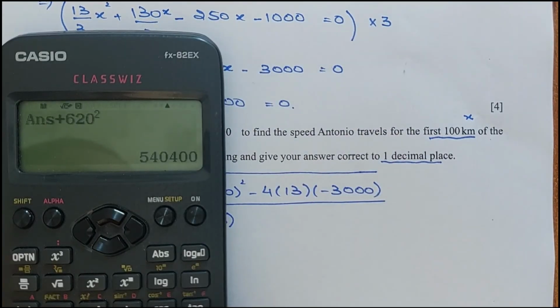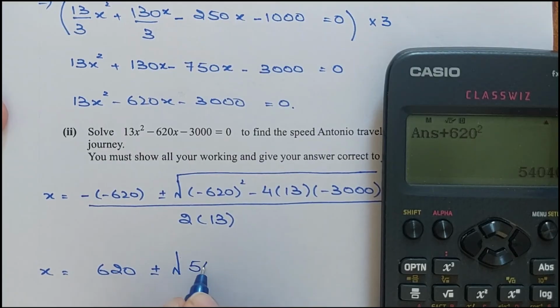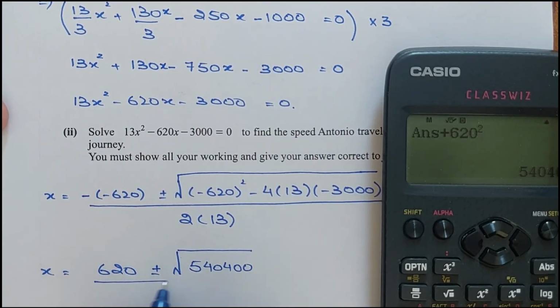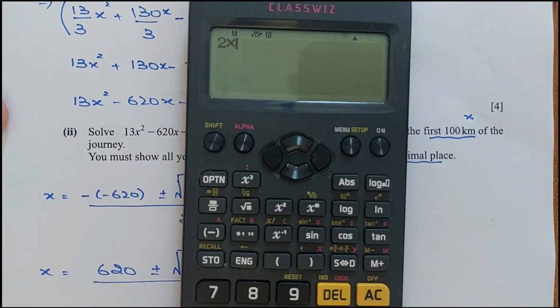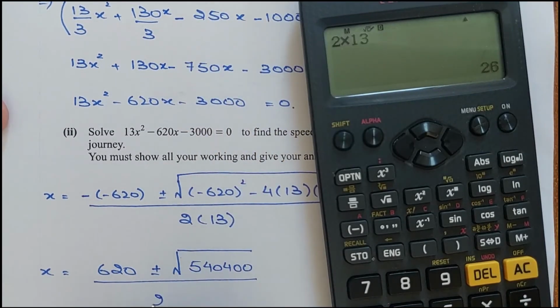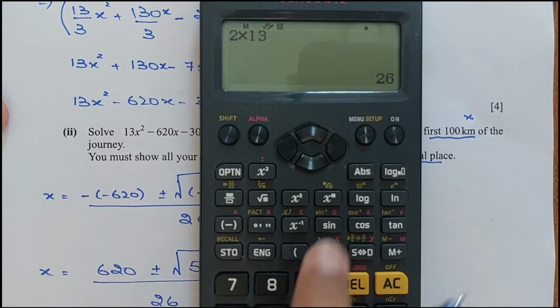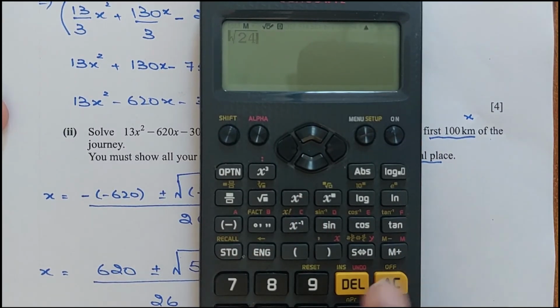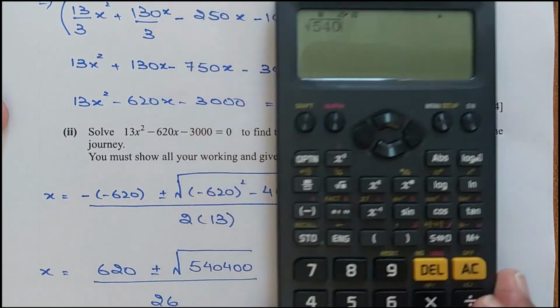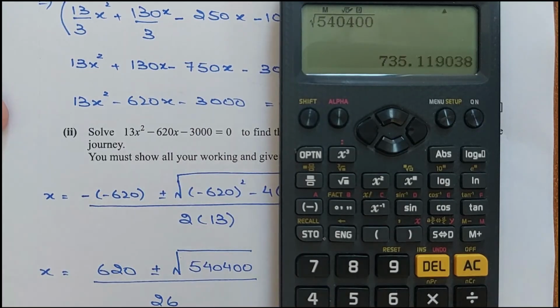This is 540 400. Divided by 2 times 13, 26. All right, so square root 540 400, this is equals to this much.